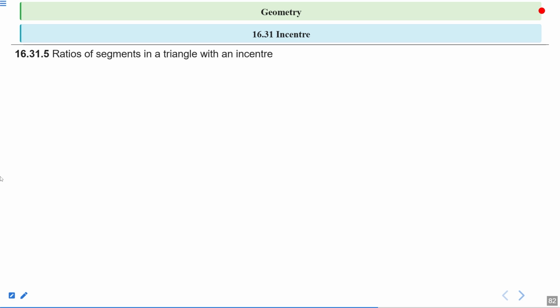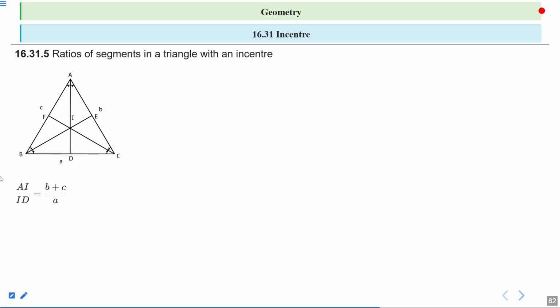Ratio of segments in a triangle with an incenter. This is the diagram where all three angle bisectors meet. So I is called the incenter. So we can say that AI upon ID equals (B plus C) by A, or BI upon IE equals (C plus A) by B. Same way, CI upon IF equals (A plus B) by C.